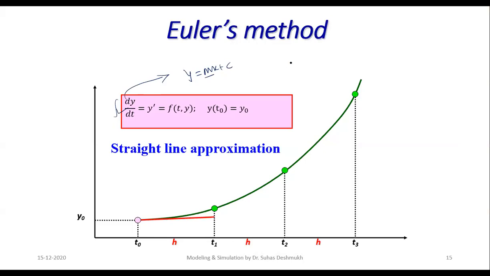So here, I will start with an initial condition, that is t0 and y. And then I will determine a slope here. I'll get the value. Then next, I will consider this as a base point. I'll use the same equation, and I will determine this. So similarly, I can go on doing this.